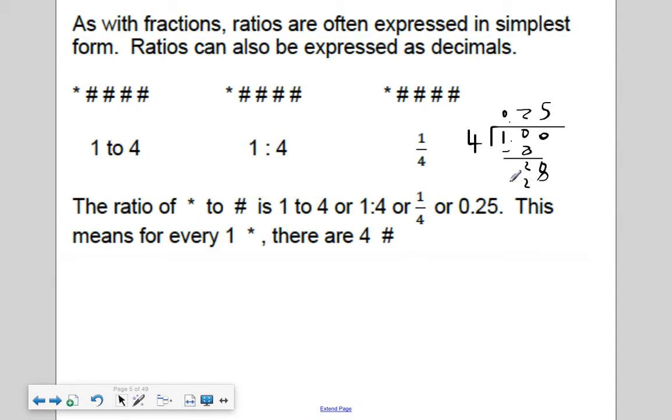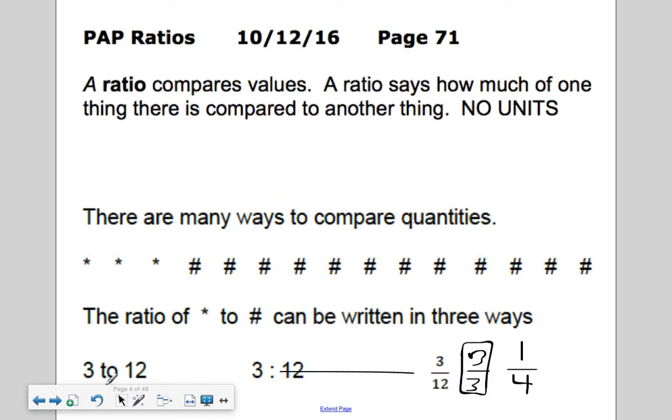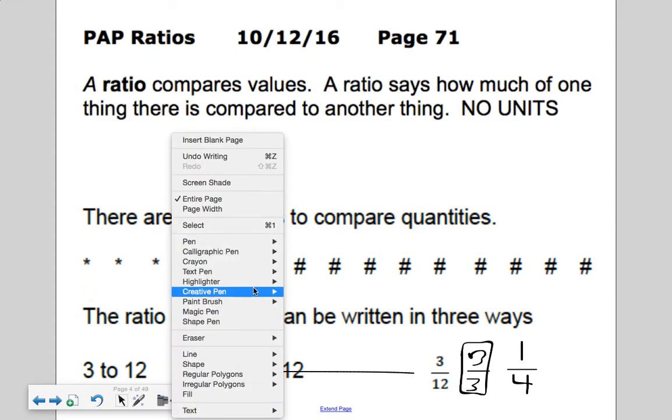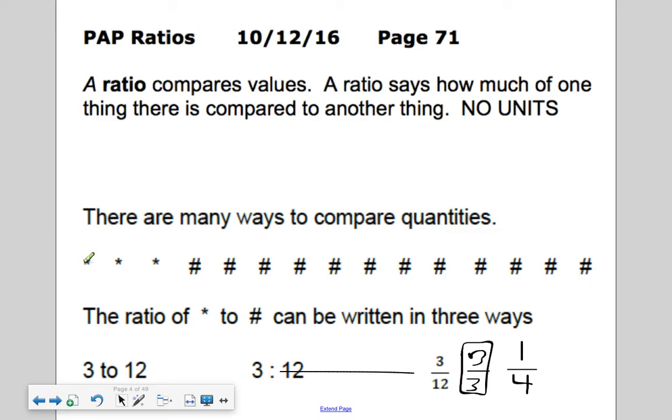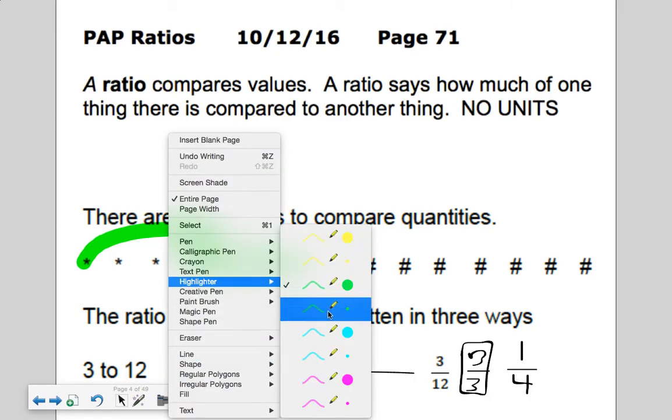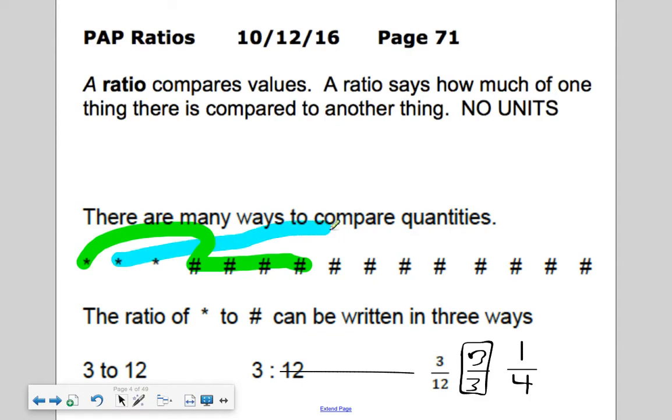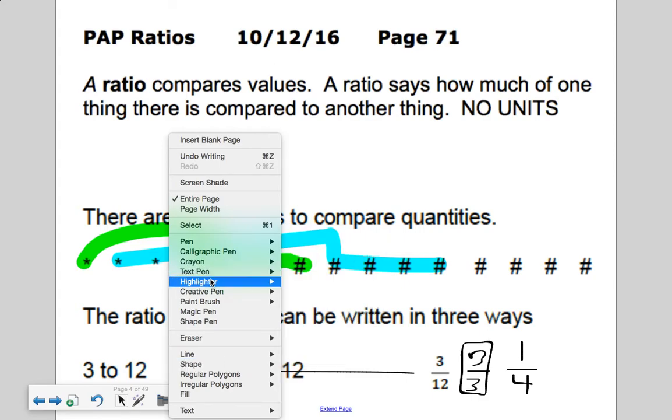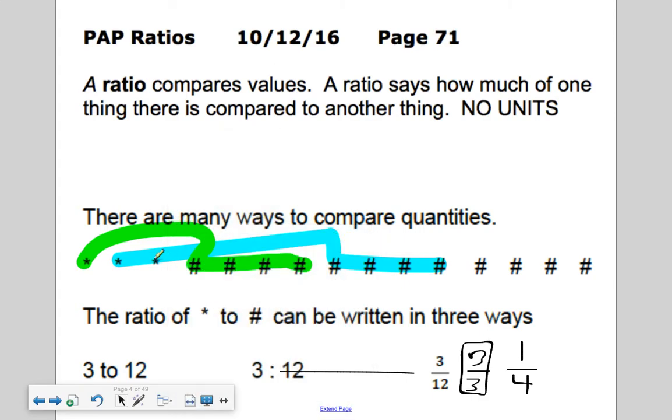Or you can say, can 1/4 go into the hundredths place? 25 times. That means for every 1 asterisk, there are 4 number symbols. Is that really true? Let's get my highlighter out and see if that is true. 1 asterisk for every 4 number symbols. 1 asterisk for every 4 number symbols. And last but not least, 1 asterisk for every 4.